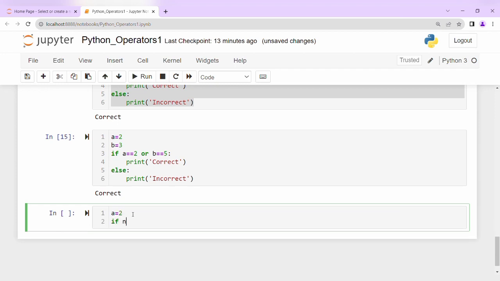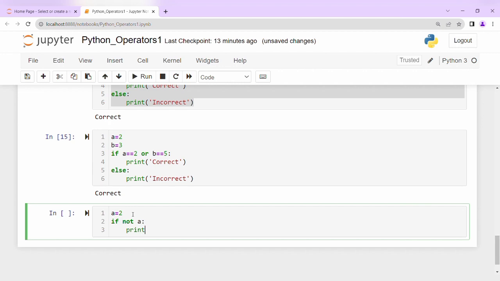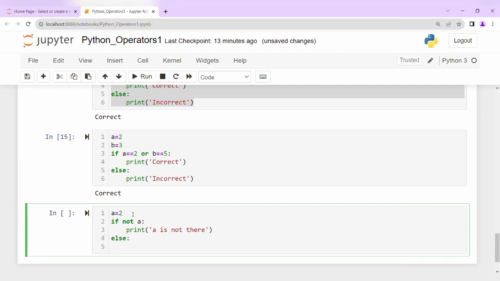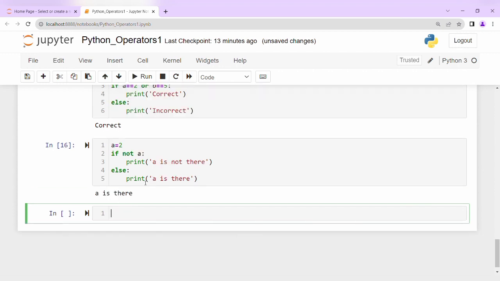Third one, we can write it for a is equal to 2. If not a, then print a is not there. Else print a is there. Run it, a is there. So we are putting value of a is equal to 2, right? If not a, then print a is not there, but a is already available over here.